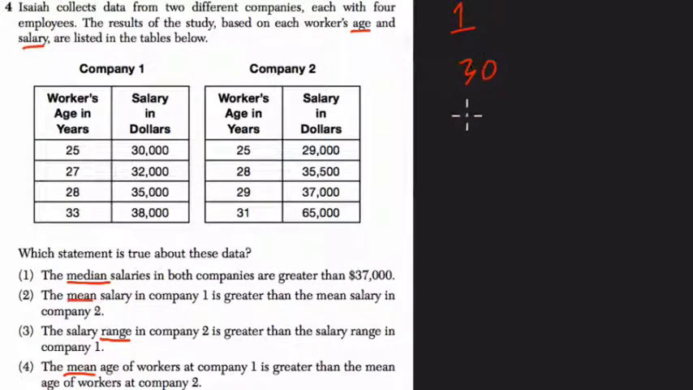We have 30,000, 32,000, 35, and 38. So the median is halfway between 32 and 35. To figure it out, you can picture it or just add these two numbers and divide by 2. So it's 67 divided by 2, which is what? Well, 35 times 2 would be too high, 30 times 2 is too low. 33.5 is just right. So it's $33,500.